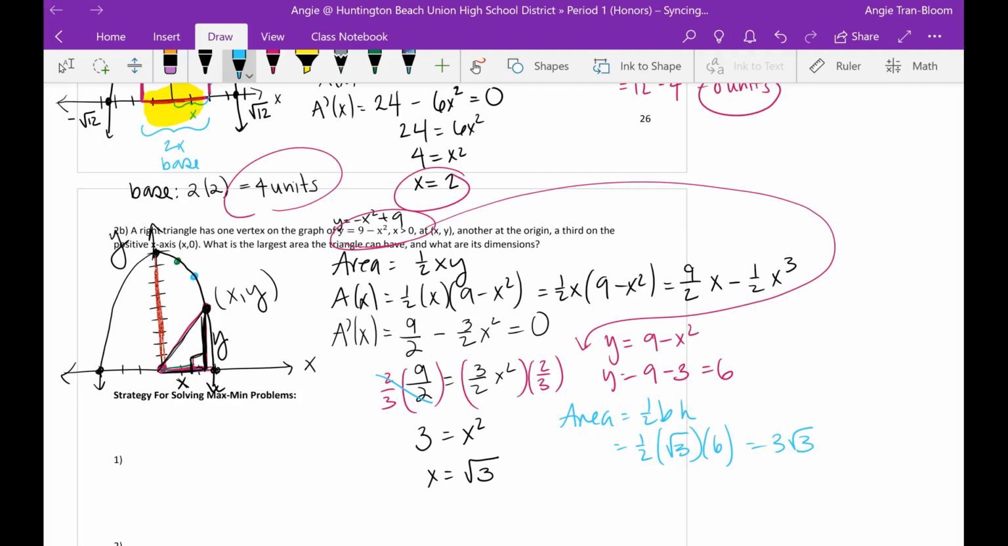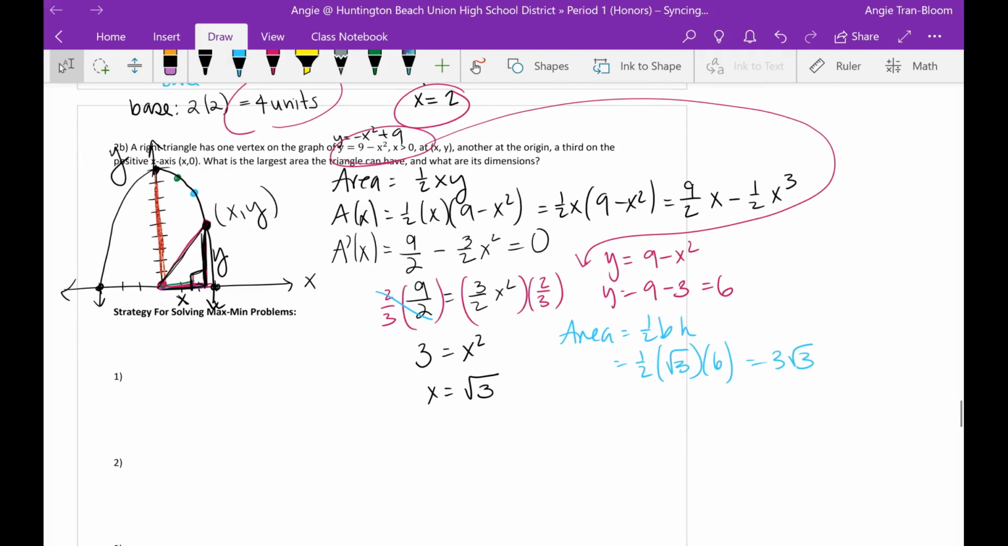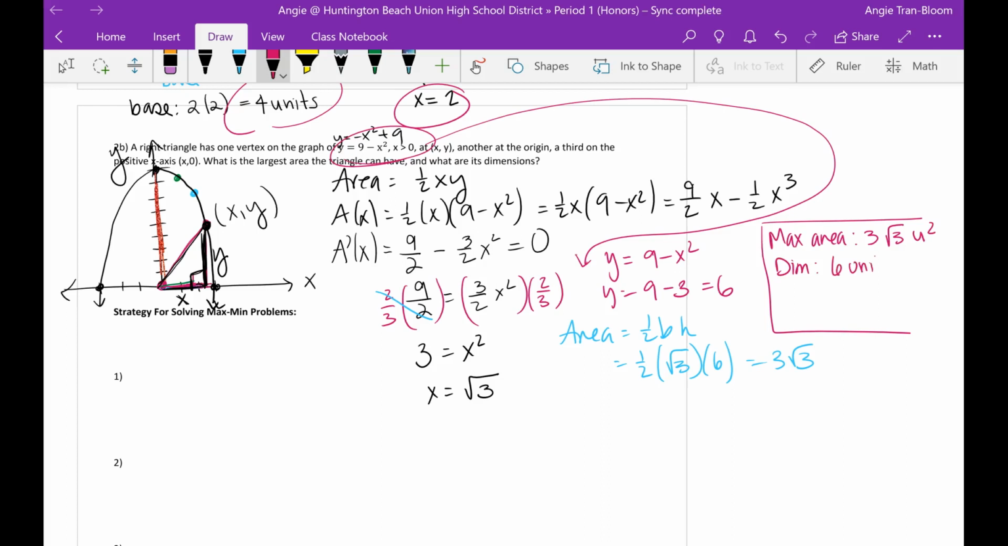So let's put it together in a box for organization purposes. Max area, or largest area, is 3 rad 3 units squared. Dimensions are 6 units by rad 3 units. And guess what? We are done with this example.